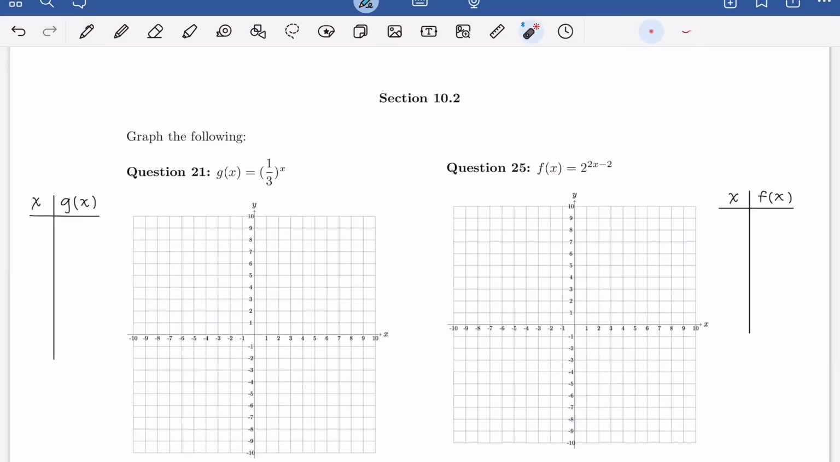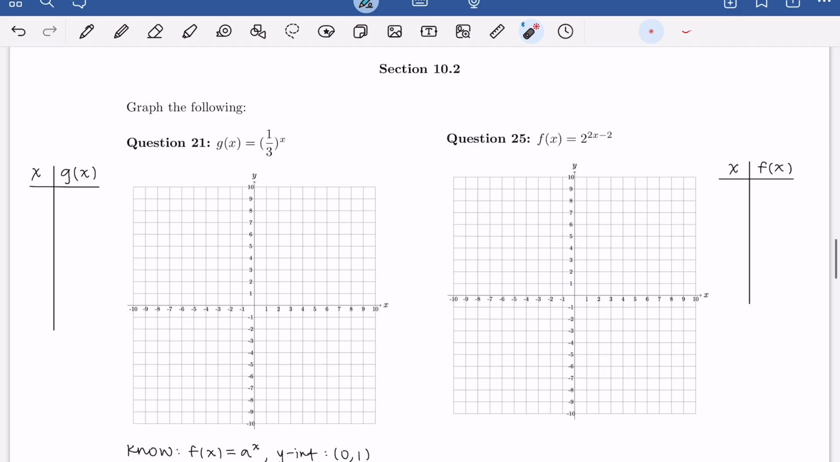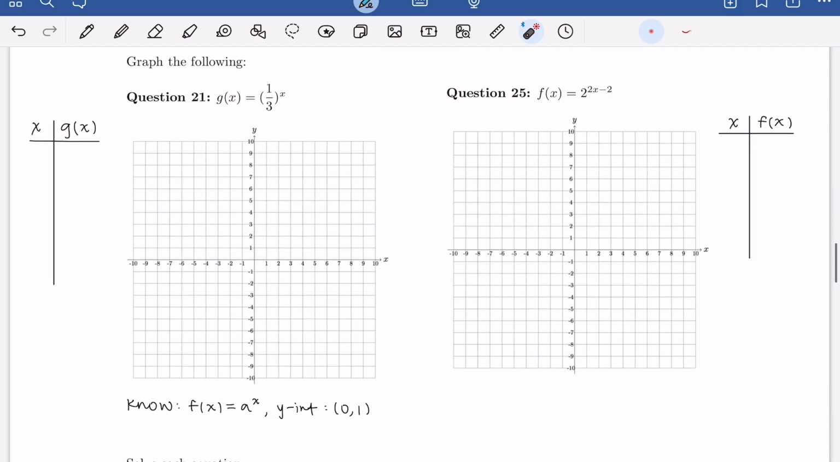Alright, so this brings us to section 10.2, and we're going to start out with graphing these two exponential equations here. Starting with question 21, we have this equation, and something to note that I've written down here is that whenever we have exponential equations of this form, the y-intercept is always going to be (0, 1). So this is going to be a point here. We'll write this in the table, and then we'll plot that on our graph here. So this is our y-intercept.